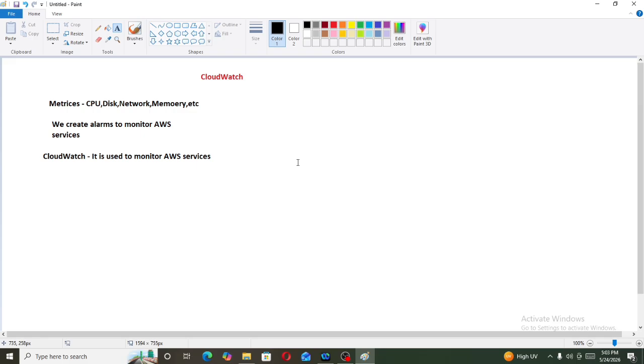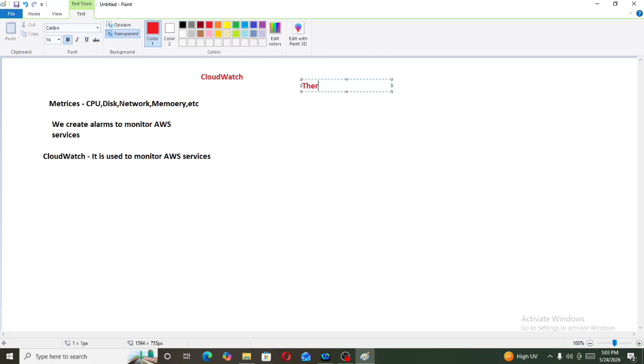Now there are two types of monitoring in AWS, or we can say in CloudWatch. One is basic monitoring and one is detailed monitoring. First is basic monitoring.